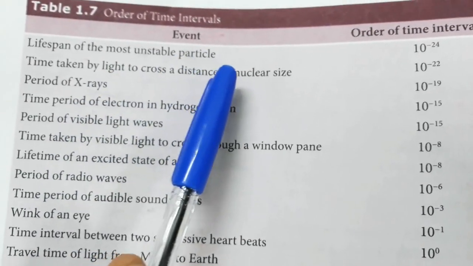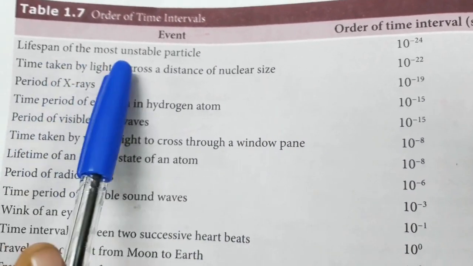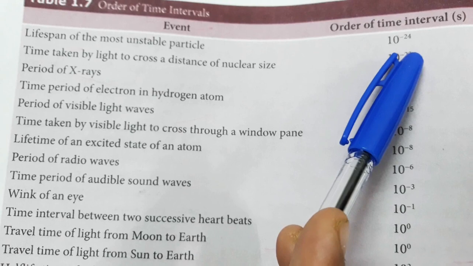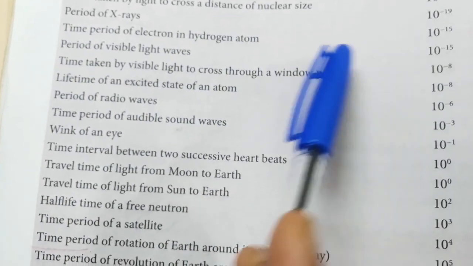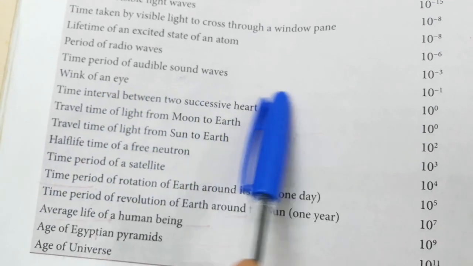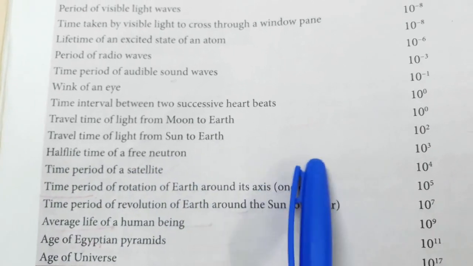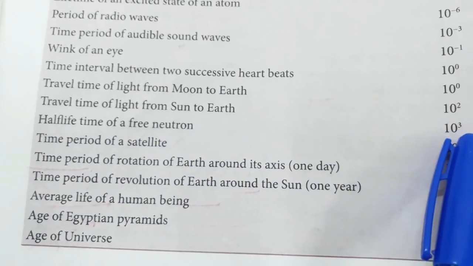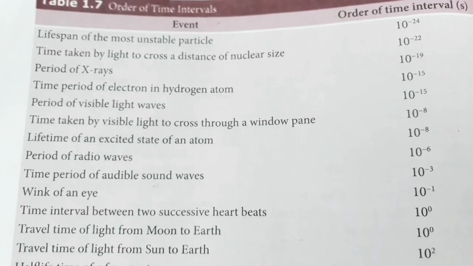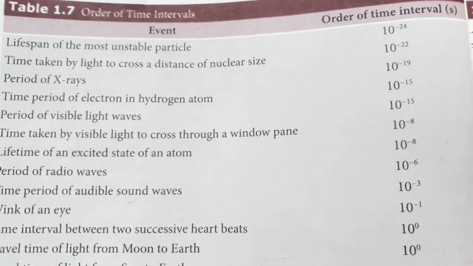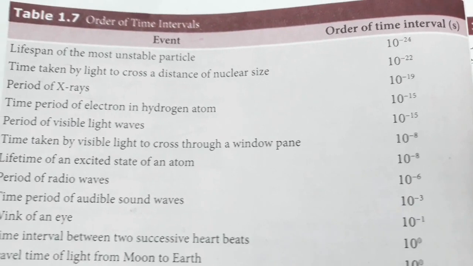Order of time intervals for different events is also given in your book. Lifespan of the most unstable particle, 10 power minus 24 second range. Period of X-rays, 10 power minus 19 second range. Wink of an eye, 10 power minus 1 second. Half-life time of a free neutron, 10 power 3 seconds, etc. So many events are given. I hope you understand today's topic, measurement of basic quantities.